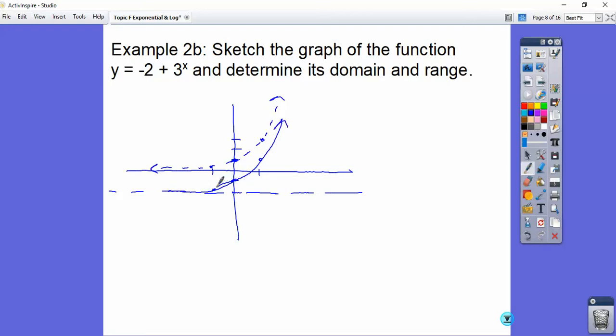Oh, that's really bad. Hopefully you drew yours a little bit better than that. Domain, every time on these is negative infinity to positive infinity. Your range, this one starts at -2 and goes up. So -2 to infinity. Any questions on that? You guys do okay?